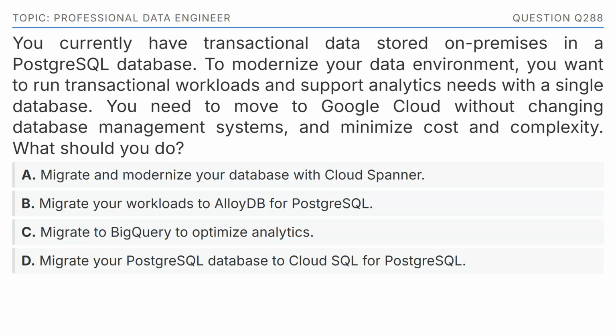You currently have transactional data stored on-premises in a PostgreSQL database. To modernize your data environment, you want to run transactional workloads and support analytics needs with a single database. You need to move to Google Cloud without changing database management systems and minimize cost and complexity. What should you do? The options are: Option A, migrate and modernize your database with Cloud Spanner. Option B, migrate your workloads to AlloyDB for PostgreSQL. Option C, migrate to BigQuery to optimize analytics. Option D, migrate your PostgreSQL database to Cloud SQL for PostgreSQL.